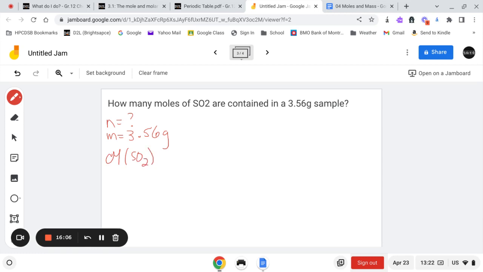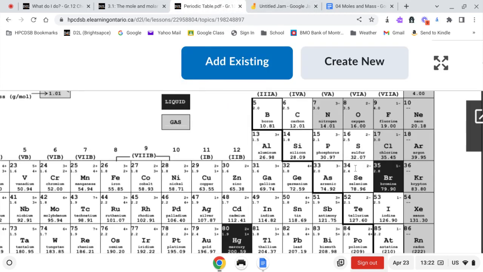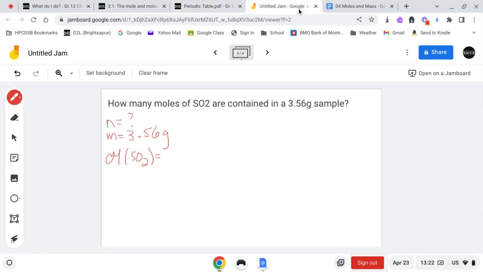So molar mass of SO2, I better solve for that. So we head over to the periodic table and take a look at our formula. We need 1 sulfur and 2 oxygens. So sulfur and oxygen are very close on the periodic table. Here they are right here. 1 sulfur is 32.07, 1 oxygen is 16, and we have to account for the fact that there's 2 oxygens in the compound.